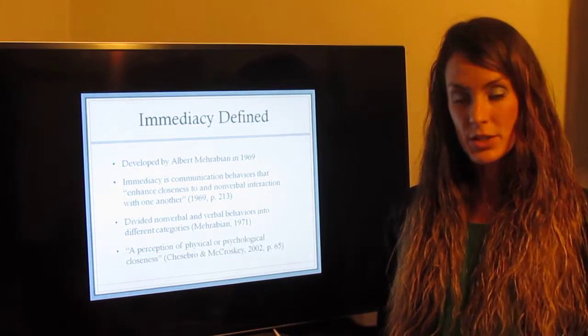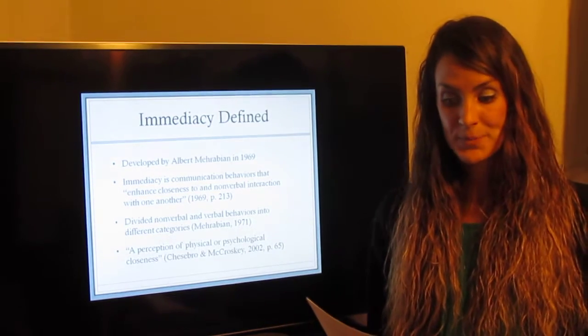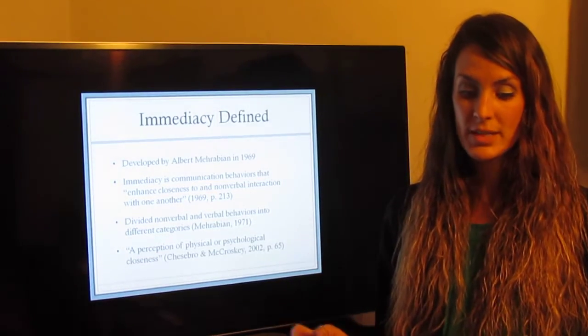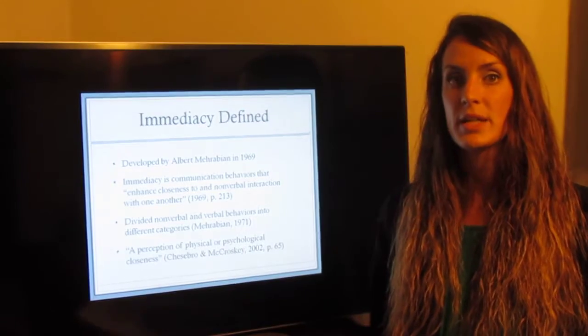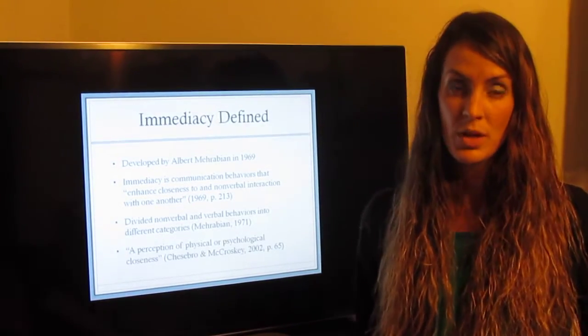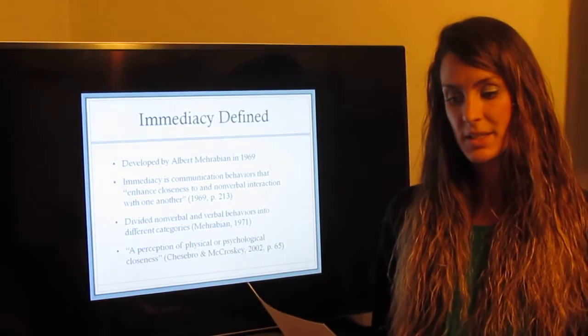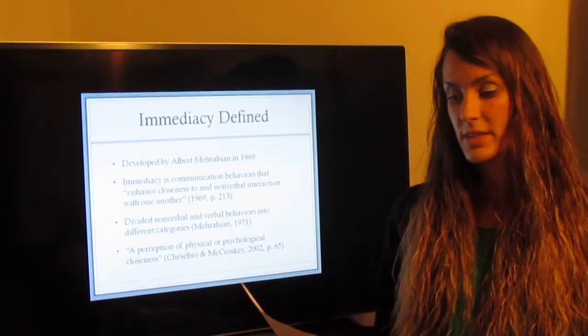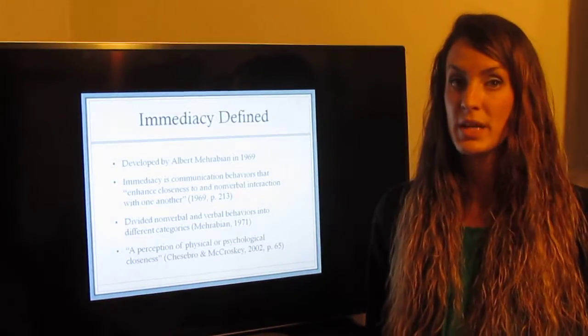And then in more recent years, Joseph Chesebro and James McCroskey have also defined immediacy as a perception of physical or psychological closeness. And so when students feel comfortable in the classroom, they are more likely willing to listen and learn on a deeper level because of the connection they have with their teacher through the immediacy behaviors.